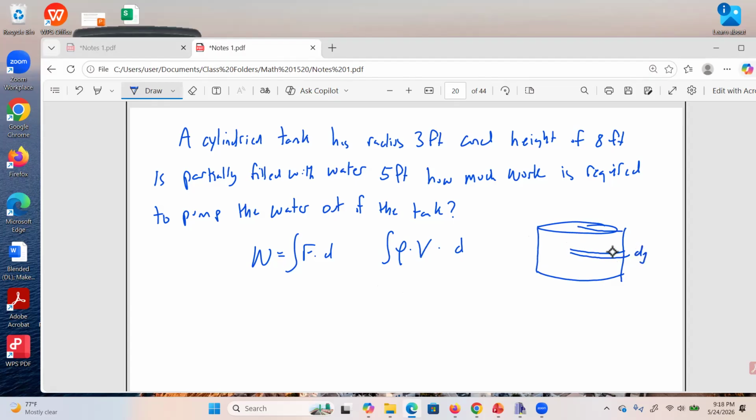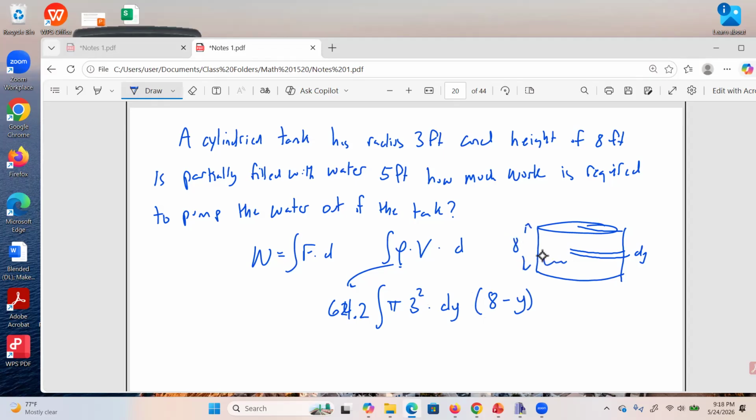So we're going to have our dy here. My cross-sectional area is always going to be pi r squared. So here's my volume. We have 64.2. Okay, that's my density part of this thing. Our volume is going to be pi r squared, so it's 3 squared times the height, which is going to be my dy here. And then the distance that we're going to be dealing with is going to be 8 minus y, because this whole thing is 8 feet tall.